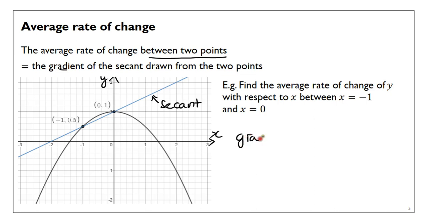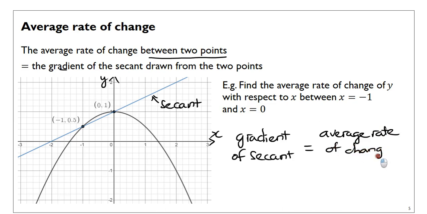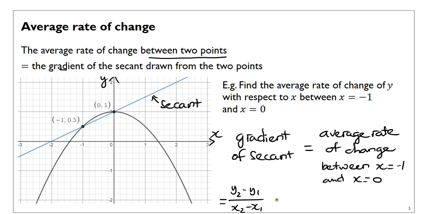Okay, so the gradient of this line, the secant, is going to be your average rate of change between x equal to -1 and x equal to 0. Okay, so it goes back to whether or not you know how to find the gradient of a line. When you have 2 points on the line, that's really easy. You can go with y2 minus y1 over x2 minus x1. So that's one way. Or you can go with rise over run, which essentially is the same thing. So you're basically trying to find this distance, which is rise, and then that, which is run.